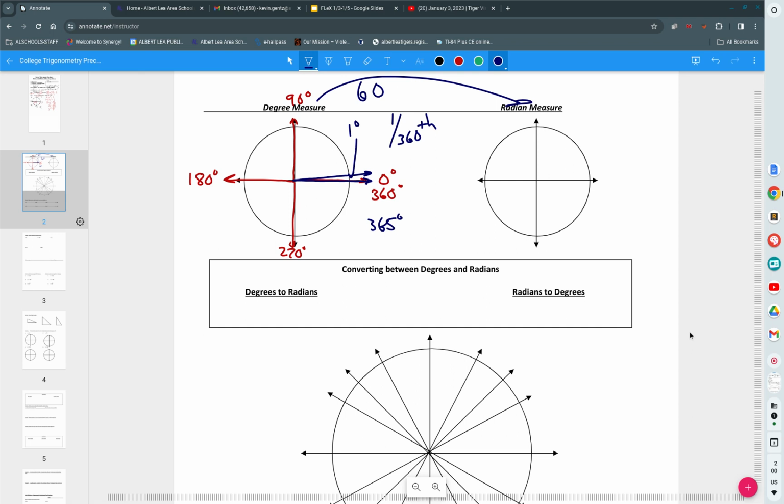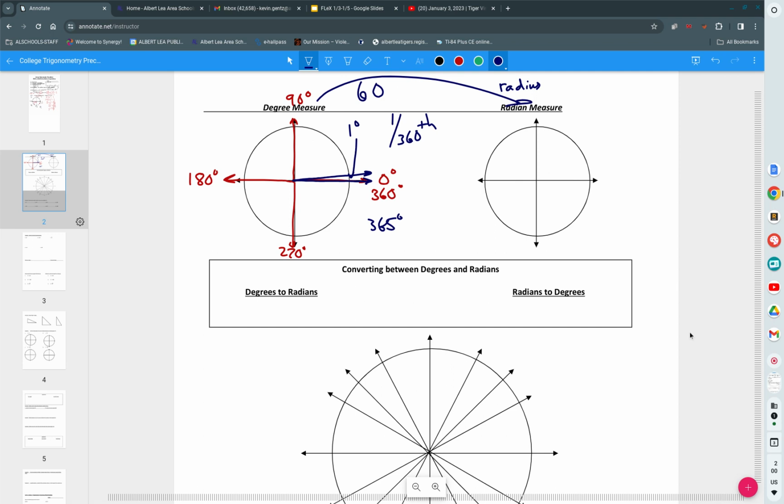Similarly here, degree measure is kind of the standard thing. Degree measure works in some situations, but for mathematics, radian measurement is better. It's super useful. In fact, in calculus, you never use degree measure. You only use radian measure. So what is a radian? Well, you see what 1 degree is. What's a radian? A radian comes from the word radius.